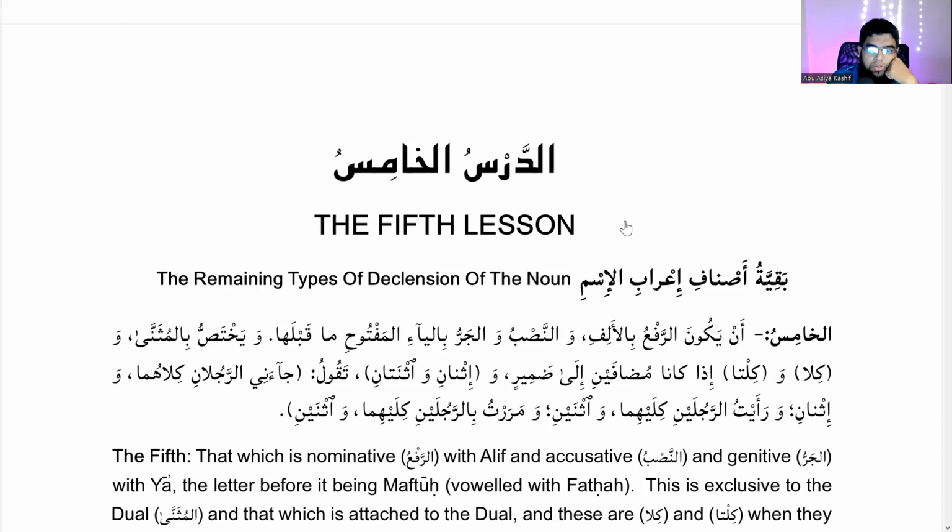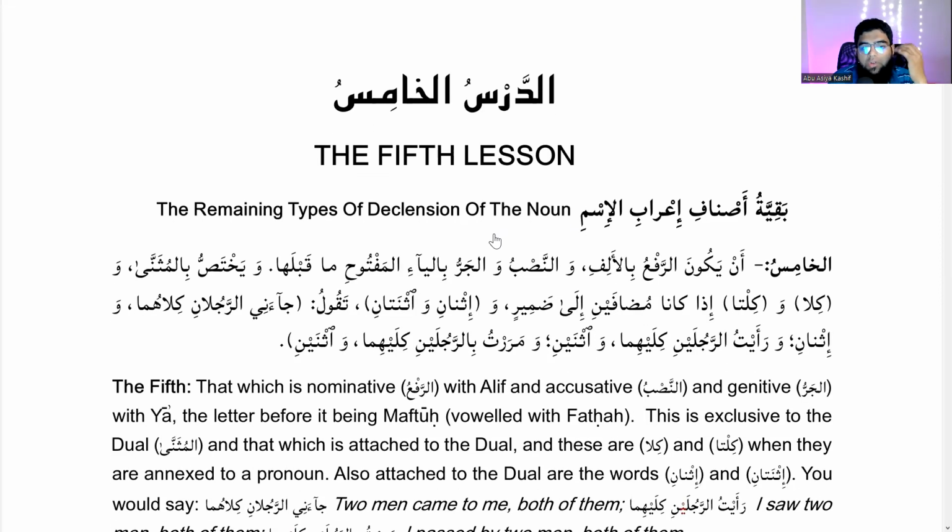I welcome you all to the class of Hidayatun Nahw. And today we are going to read the fifth lesson, Ad-Darsul Khamis, the remaining types of declensions of nouns. So now we're talking about how the noun declines. What is declension? It is the ending of the word. Like Muhammadun, you see a tanween. But not all types of words get tanween or a dhamma, fatha, kasra.